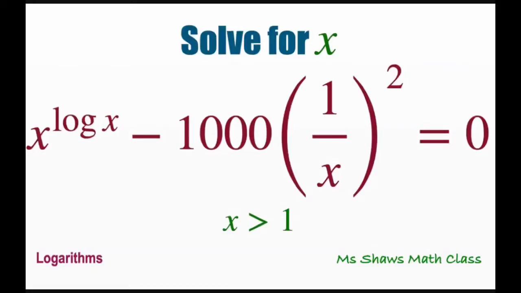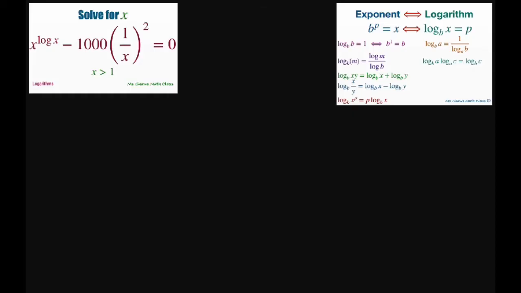Everyone, we're going to solve for x. We have x to the power of log of x minus 1000 times 1 divided by x squared equals 0. All right, so let's first rewrite this, and I'm going to add this to both sides of the equation.